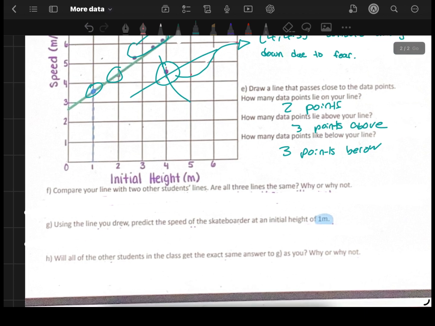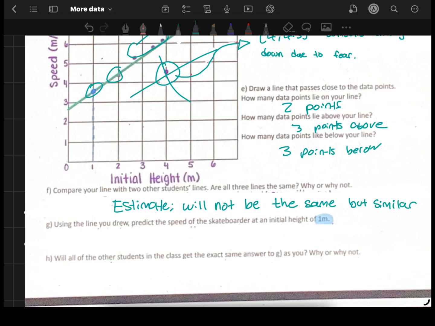Now we need to compare this line with 2 other students' lines. And really, they shouldn't be the exact same, and that's probably because this is an estimate. They will be similar though.